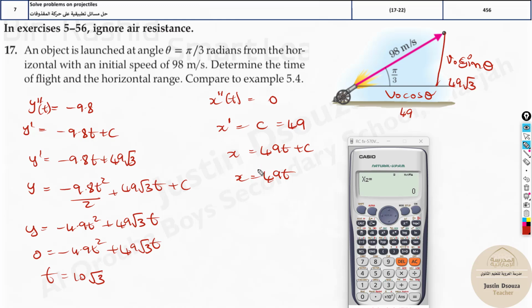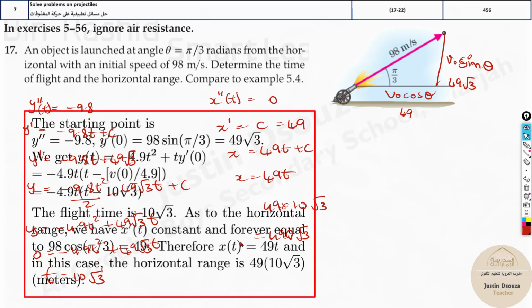Now what about the horizontal range? Just multiply 49 into 10 root 3. That is what? 490 root 3. 490 root 3 is the answer. Or just put in the calculator and you'll get it. That is 490 or 49 into root 3, it's the same thing. That is 848.7. Now here you can see they have just written it as 49 into 10 root 3. That's also fine, but you can solve it as 848, whatever answer you get in the calculator.